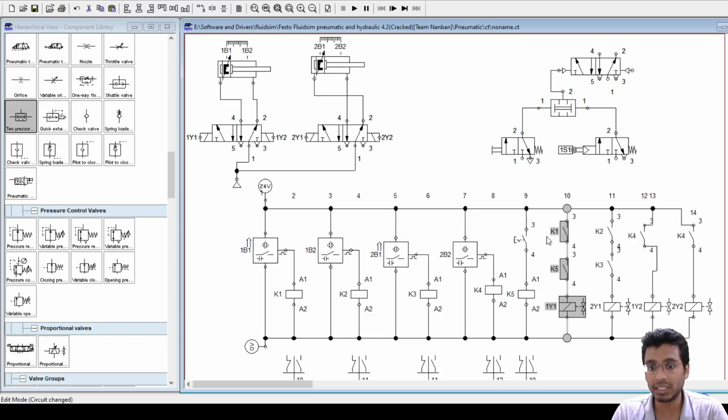Because whenever you are pressing this push button or my control switch, my K5 is getting actuated. Both K1 and K5 are in series. Okay, that means you are implementing an AND logic here. That would result in your 1y1 getting actuated. Okay, and where is 1y1 here? So the moment you get an electrical signal here, that means now this spool will shift and your cylinder will move forward. Got it? Did you get the logic now?